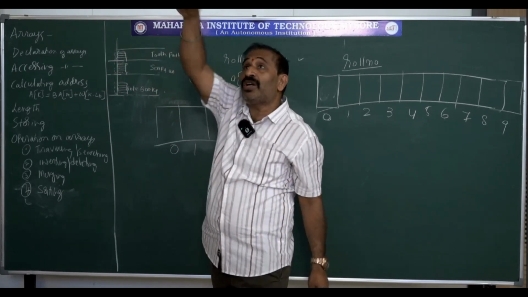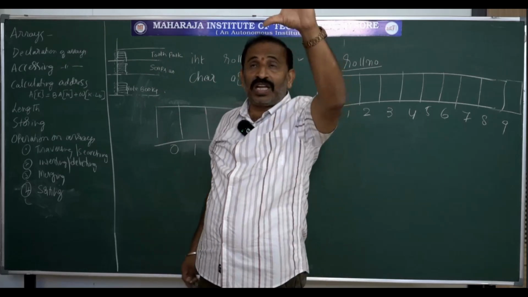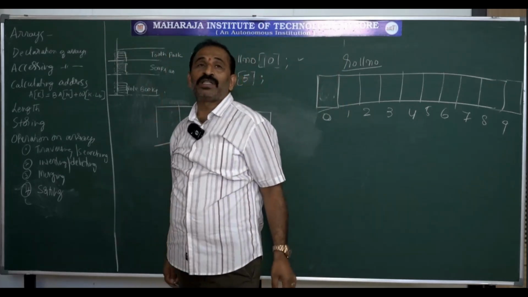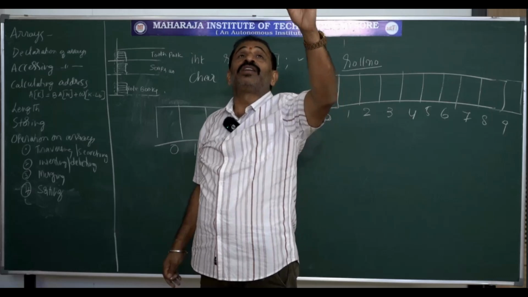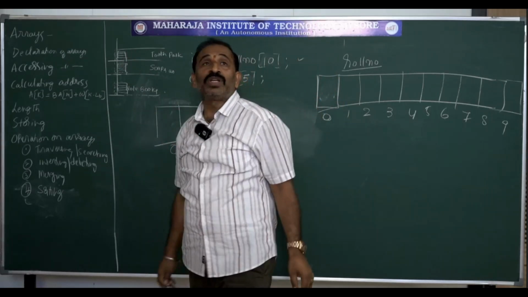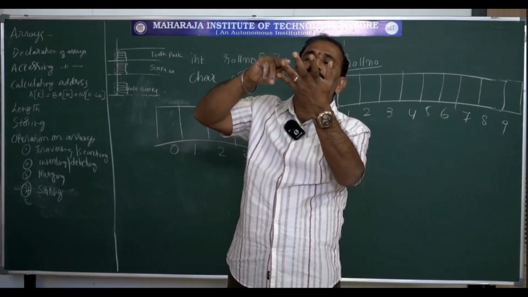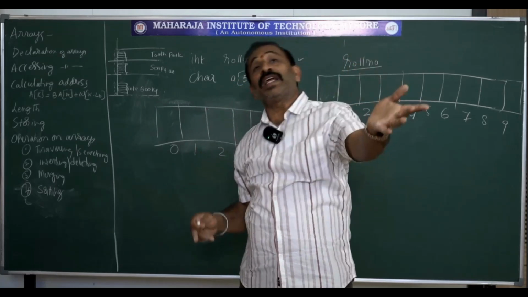This is given in the third stack. In the third stack, the toothpastes are kept. So the third location is the base address of this array. In that you have the 0th element, first element, second element, third element, fourth element, which is an array.